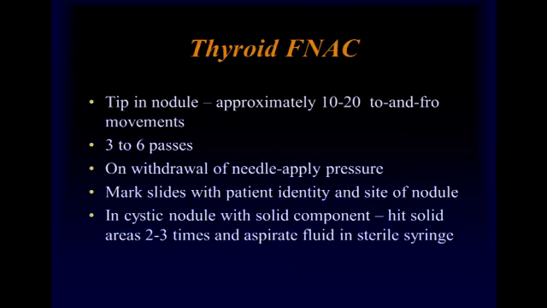When we do a thyroid FNA, different societies have come out with different guidelines, but generally we have to make about 10 to 20 to and fro movements every time. We have to have 3 to 6 passes depending upon the size of the lesion, and after withdrawing the needle it is better to apply a gentle pressure and then of course make slides out of it. And as I said earlier, if you have a cystic nodule with a solid component, hit the solid component area 2 or 3 times and then aspirate the fluid in a separate syringe.